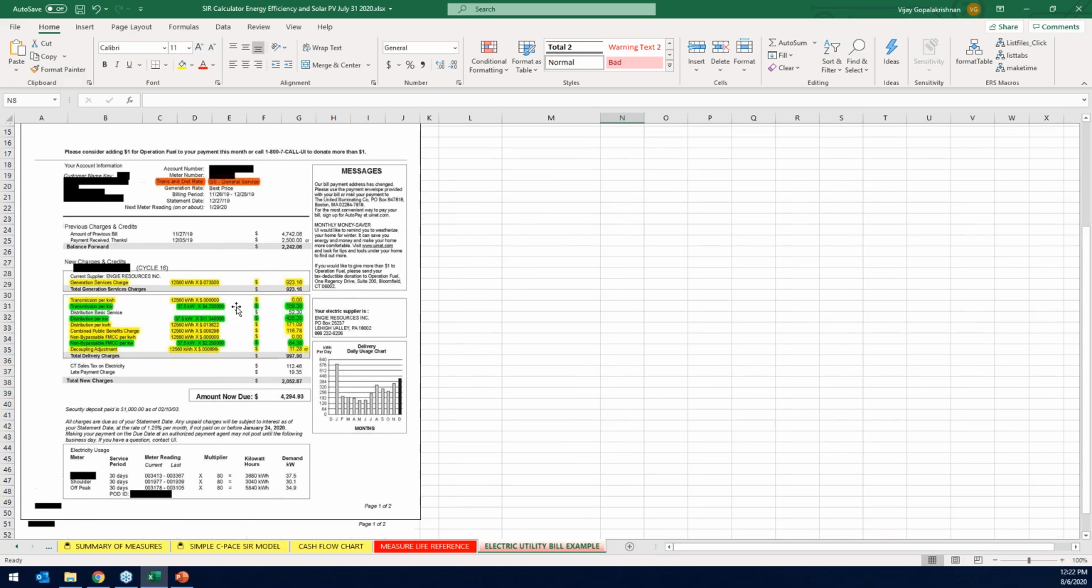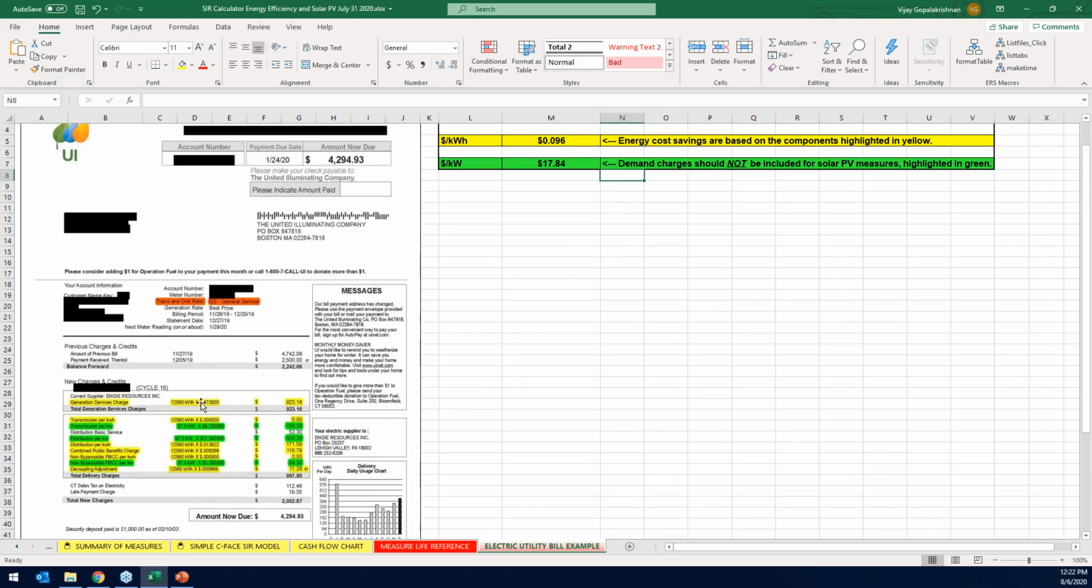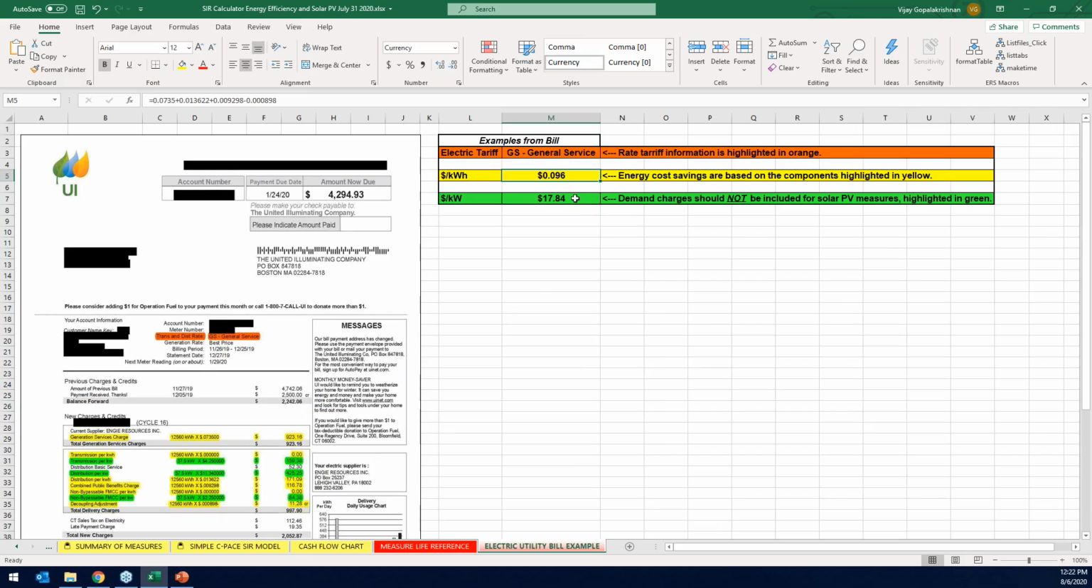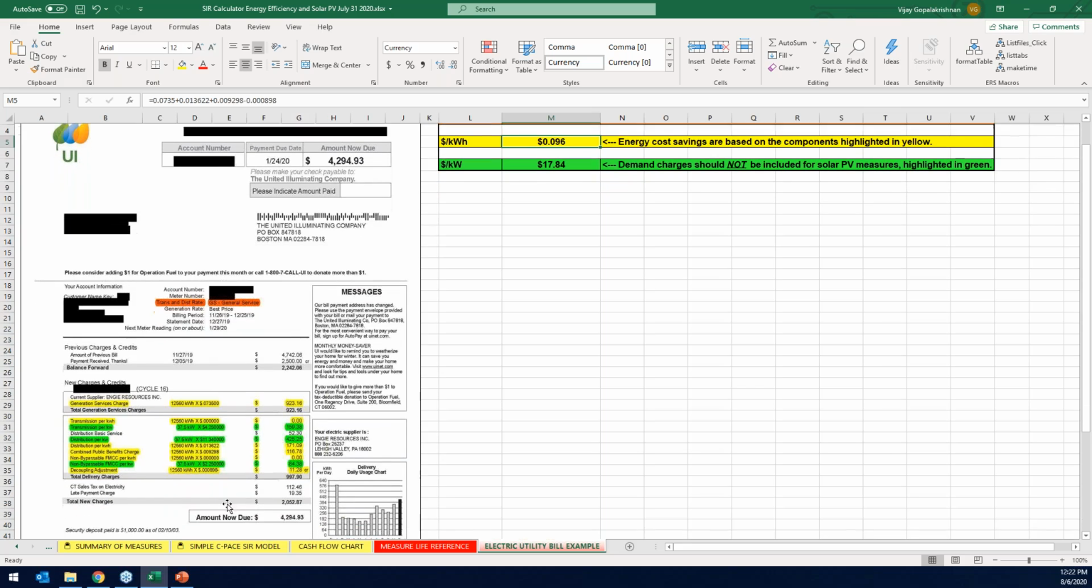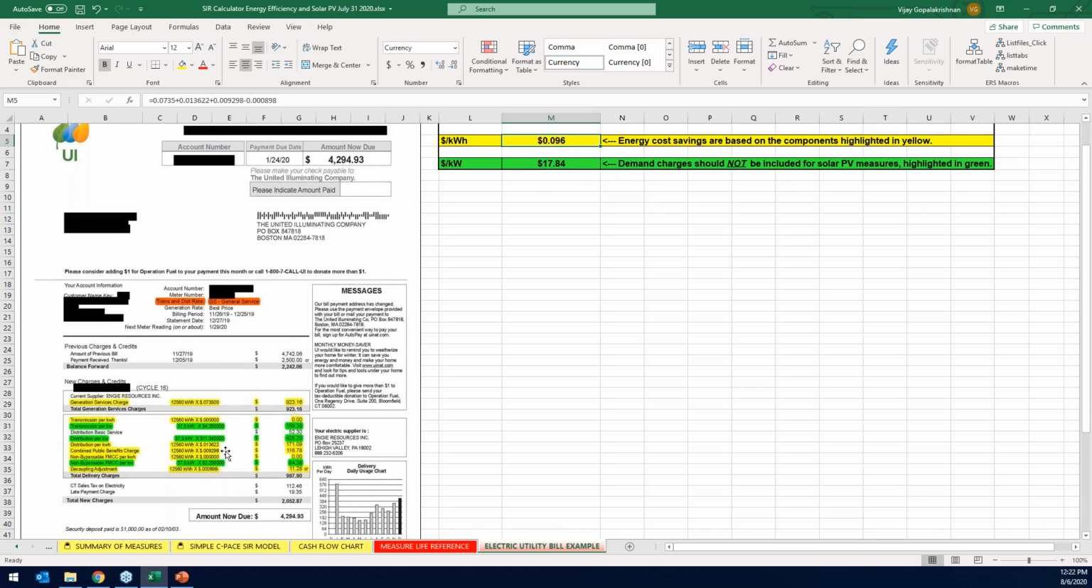In yellow highlight are all the kilowatt hour based charges, and in green are all the kW based charges. And so how we break this down for avoided cost is we add up all the kWh components separately and all the kW components separately, and we come up with dollar per kilowatt hour, which in this case is 9.6 cents a kilowatt hour, and dollar per kW, which is 17.84. So the buildup of the 9.6 cents is 7.35 cents a kilowatt hour for the generation charge. There's no transmission charge in kilowatt hours. The distribution charge is about 1.36 cents a kilowatt hour. And the combined public benefits charge is about 0.9 cents a kilowatt hour. And the decoupling adjustment, which is a credit, is about 0.08 cents a kilowatt hour.